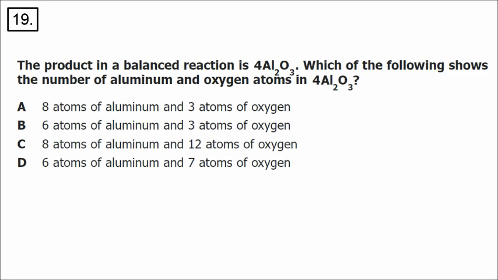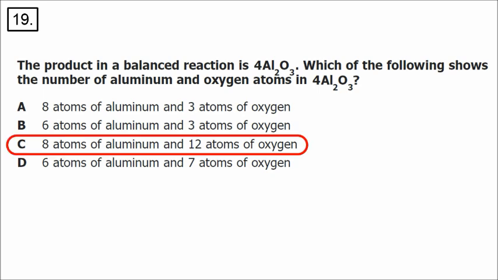Number 19, if there is a 4 in a balanced equation as a coefficient in front of the formula Al2O3, then 4 times 2 is 8 atoms of aluminum, and 4 times 3 is 12 atoms of oxygen. Correct answer is C.